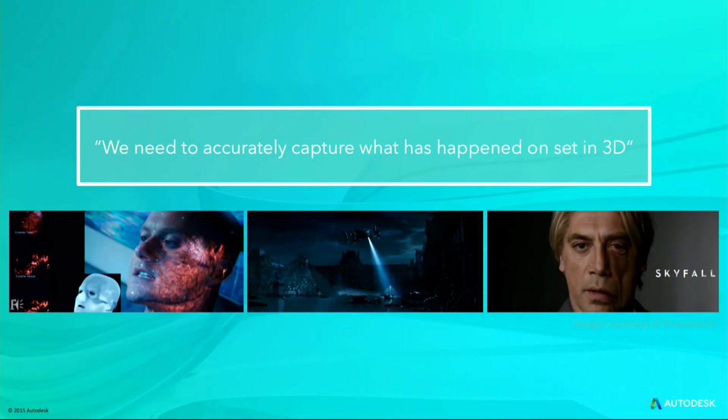So when we talk about reality capture, the problem we're attempting to solve is the idea that we need to accurately capture what has happened inside in 3D. The digitally modified films being made these days need many real environments, props, and characters to be digitized. For example, if we want to modify a character's face, cast a shadow from a digital character onto a real floor, or add a digital explosion that interacts with a real environment, we need to know what the real world looked like first.